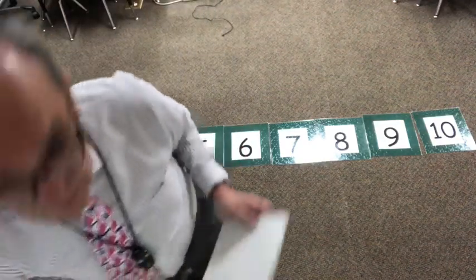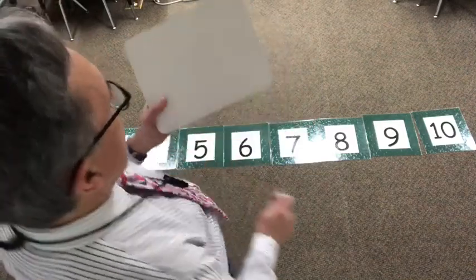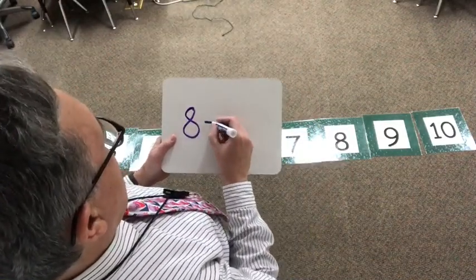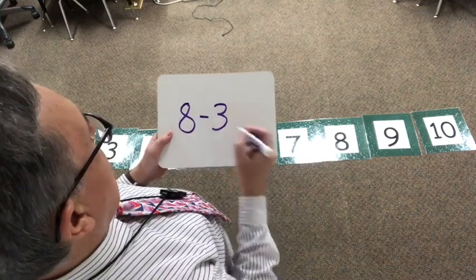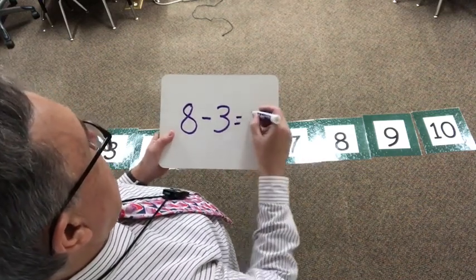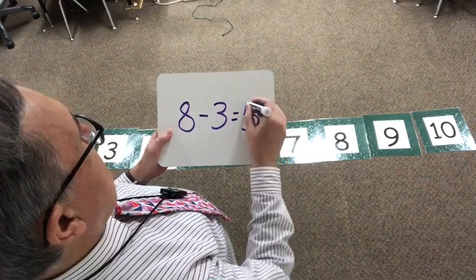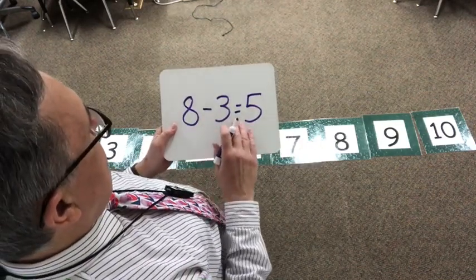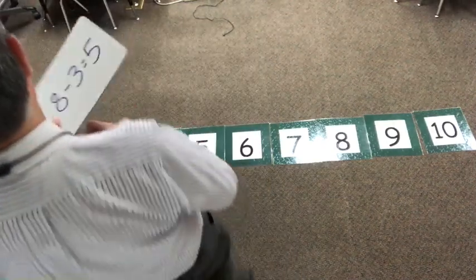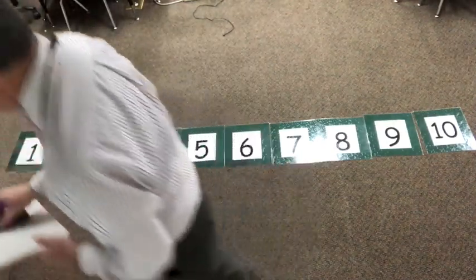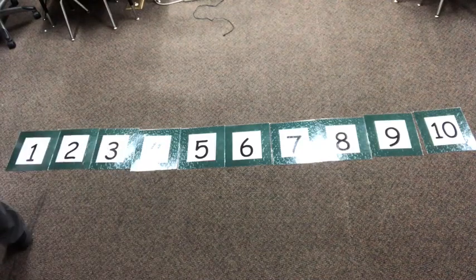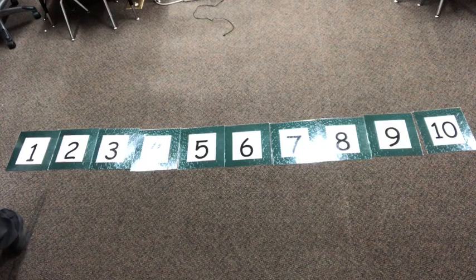Okay, so let's take a look at this one. Started at 8. I took 3 away. And I stopped on 5. 8 minus 3 equals 5. Okay? Now, let's do a number sentence.